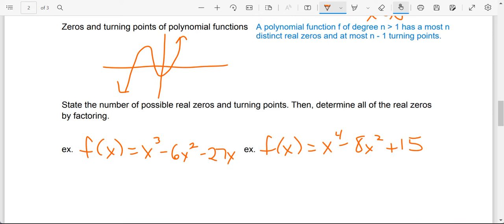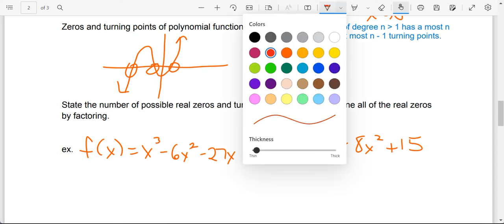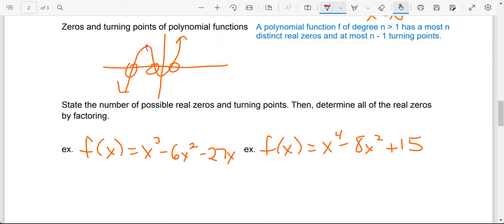How many zeros do we have? 1, 2, 3. Now, turning points, what do I mean by turning points? When we switch from positive to negative, right? Or in better words, from increasing to decreasing or vice versa. A turning point would be right there and right there. Those are your two turning points, because they're switching from increasing to decreasing in one way.